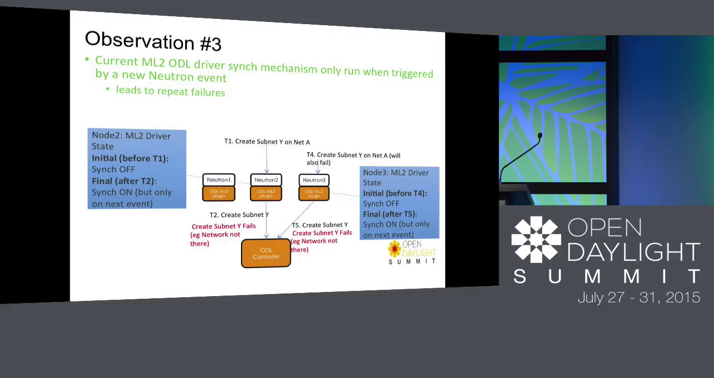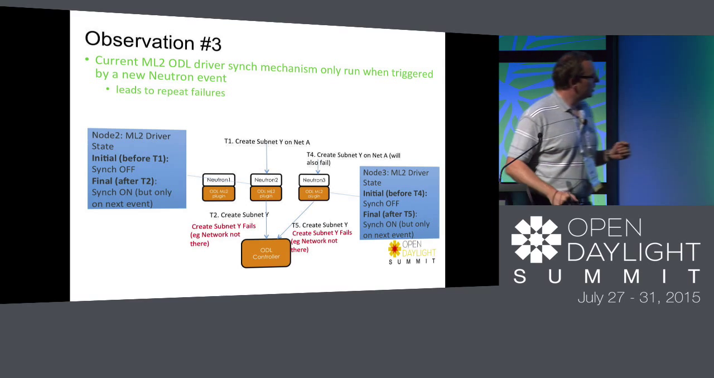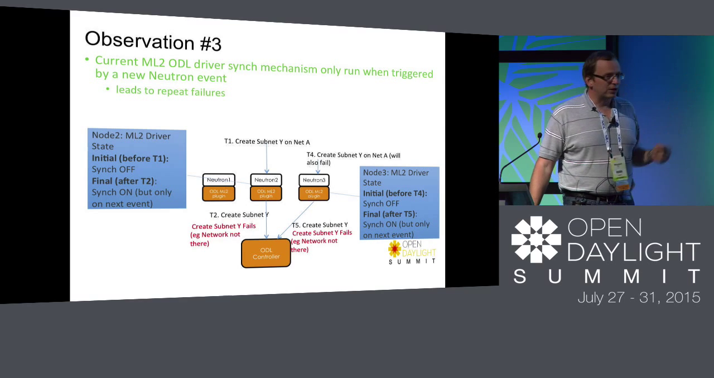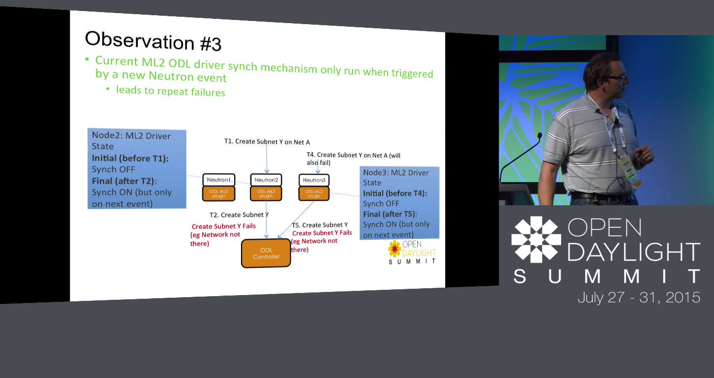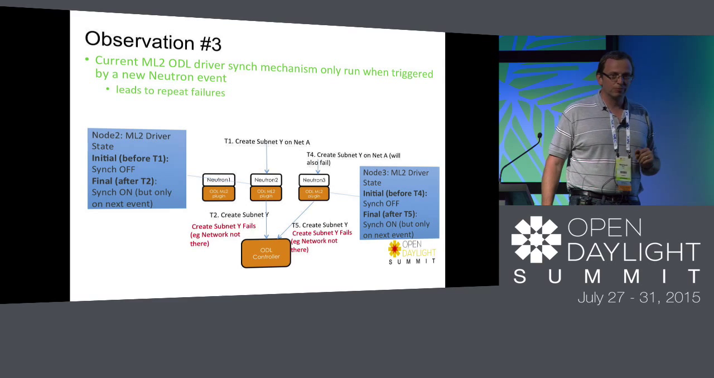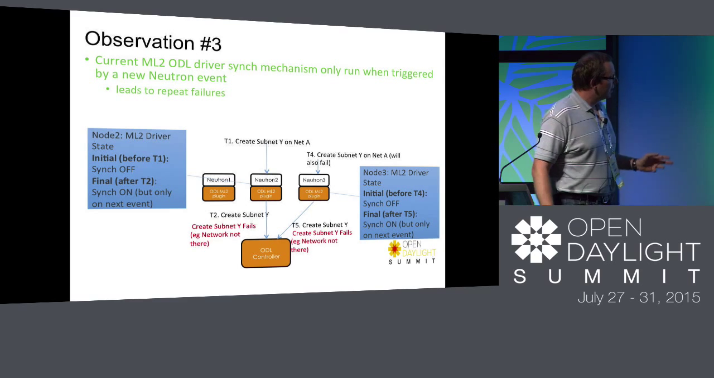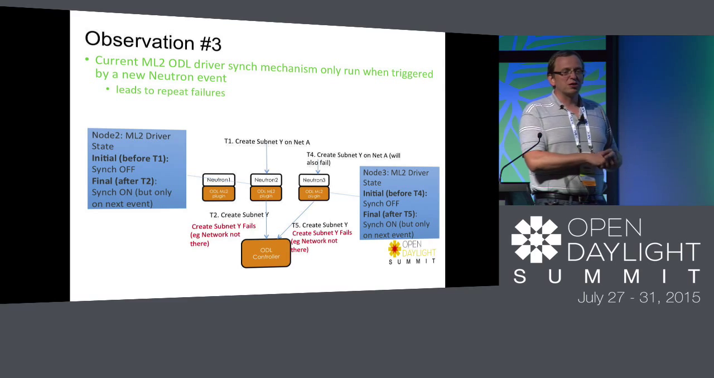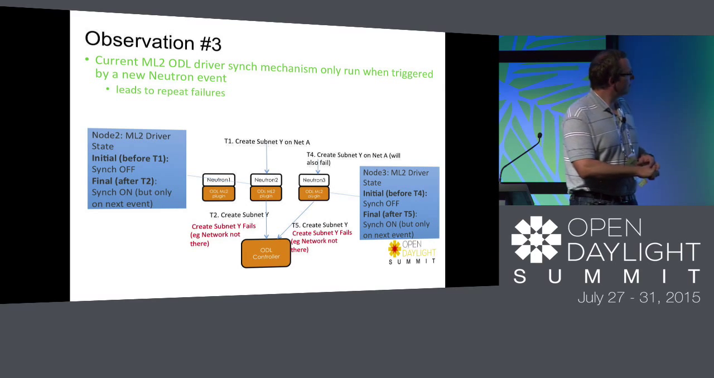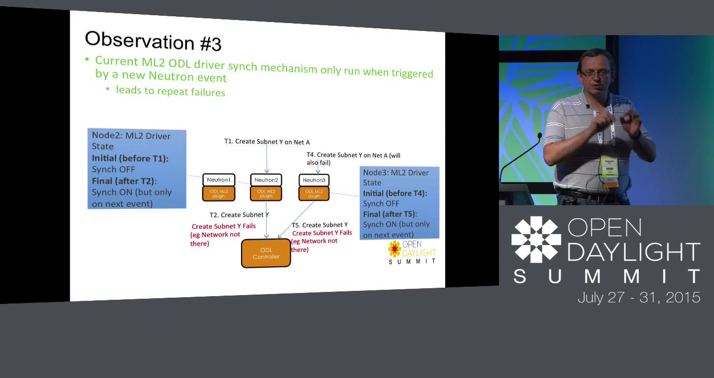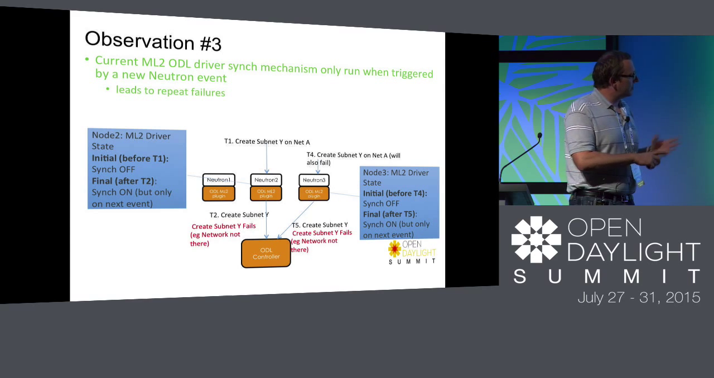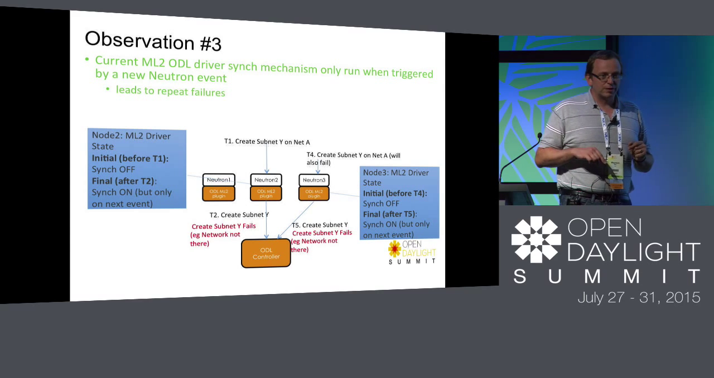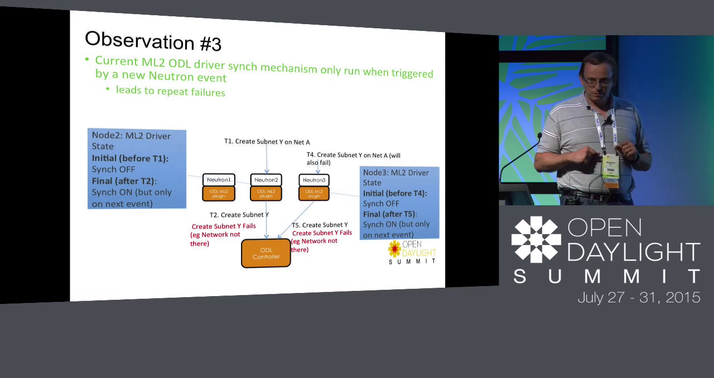And in a multi-node setup, this is an evident problem because, as shown here, at time T1, we've got, let's say, create subnet Y on network A, arriving into the Neutron server. The initial conditions are that ODL does not have network A, so it is out of sync. So clearly at T2, that subnet creation fails.